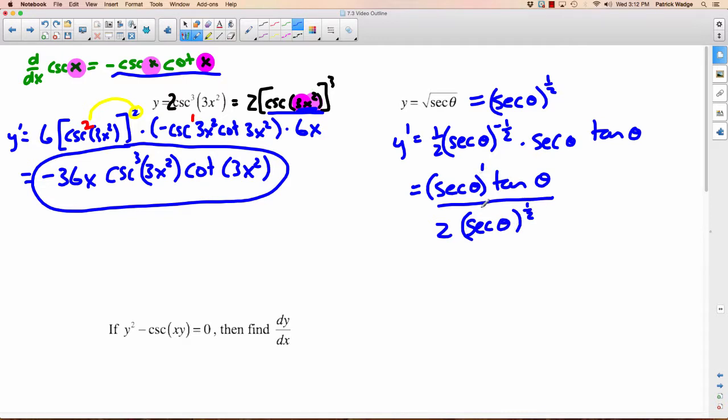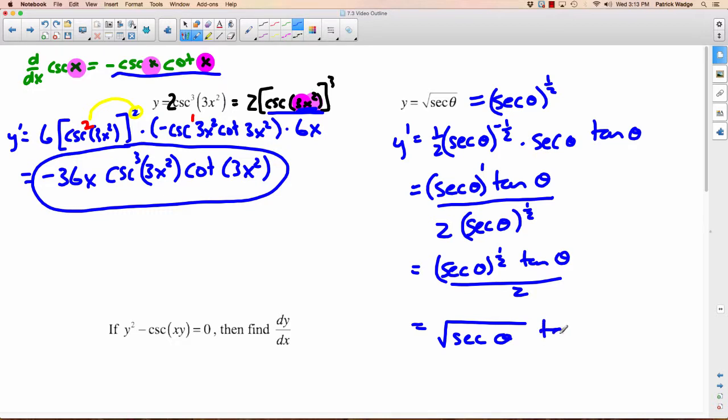What do you do when you have the same base? In this case, it's secant theta. What do you do when you have the same base and you're dividing? You subtract. 1 minus 1/2 is 1/2. So you end up with secant theta to the 1/2 tan theta over 2, and you can now write this secant theta to the 1/2 as the square root of secant theta times tan theta all over 2.